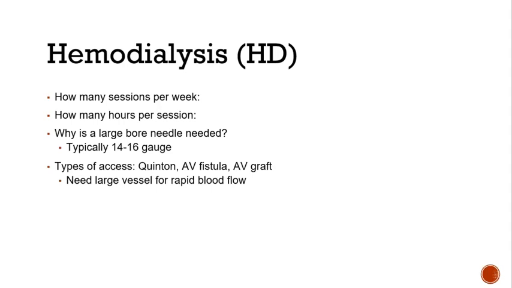So why is a large bore needle used to access the patient's vessels? It's because of the rapid, turbulent blood flow. You need something that can handle that. And then the types of access we use are the Quinton, the AV fistula, or the AV graft, and we have pictures of that on the next slide.